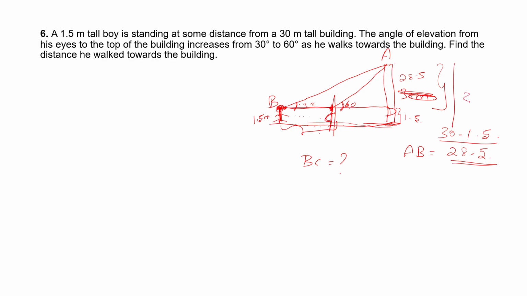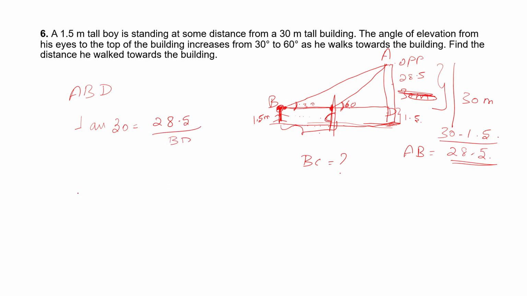The total is 30. Now, what is given? The angle is given, and only this is given. So what do we have to find? We want this data, the total triangle. If I take triangle ABD, here the angle is 30. You have the opposite side and you need the adjacent side, so you'll take tan 30. Tan 30 is equal to 28.5 divided by BD.